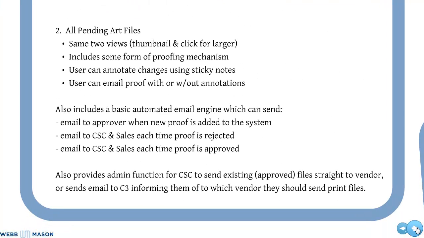And all pending art files, same two views, thumbnail and click here for larger, includes some form of proofing mechanism. The user can annotate changes using sticky notes, and they can email their proofs with or without annotations. And it will also need, obviously, some kind of basic automated email engine, which can send emails to the approver when a new proof or a new art file is added to the system, as well as emails to the CSC and sales team each time a proof is rejected or approved.